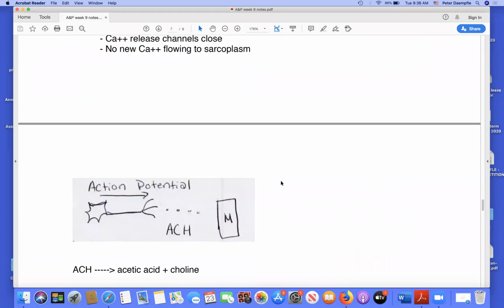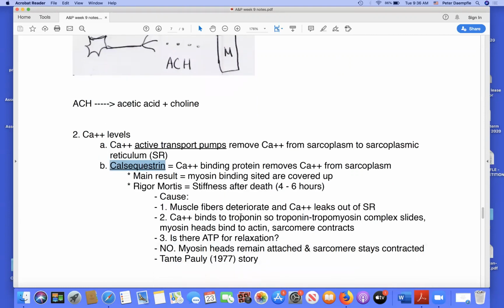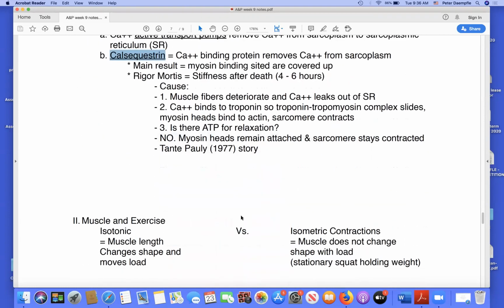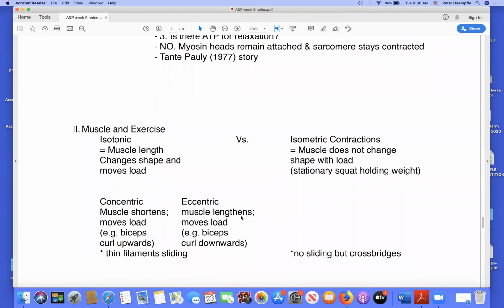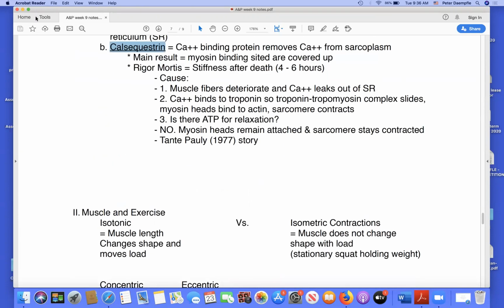You also have to get out calcium. Active transport pumps pump out calcium from the muscle, and calsequestrin is a calcium binding protein that acts like a sponge to suck up the calcium. All right. What I want to do now is I want to show you a little visual of all this, and then we'll go from there.